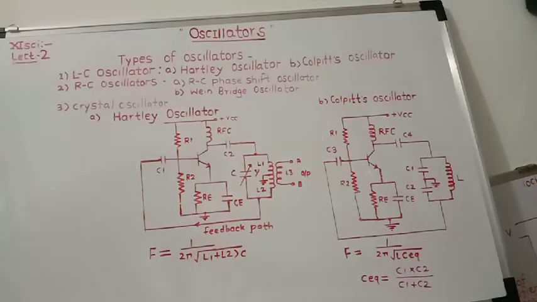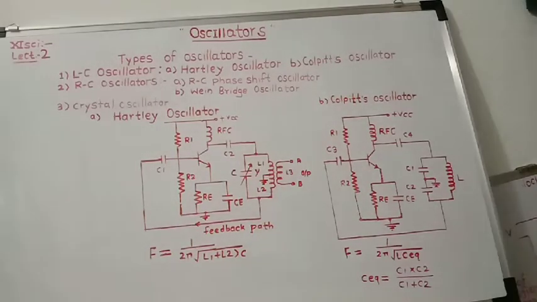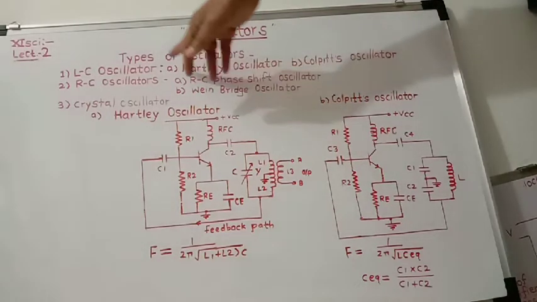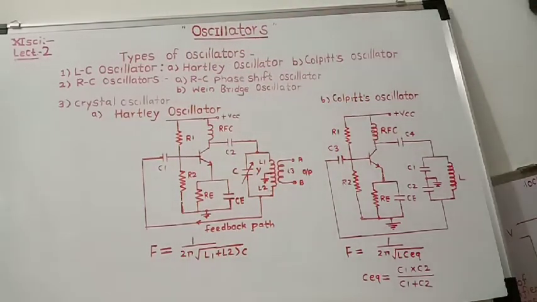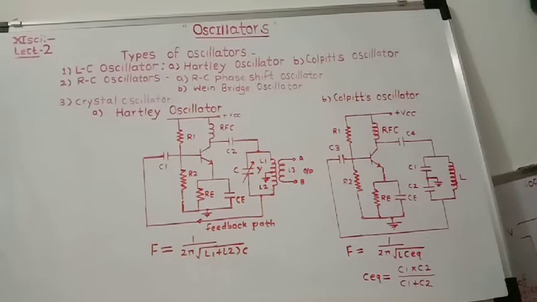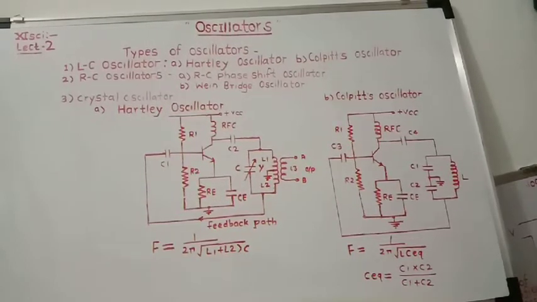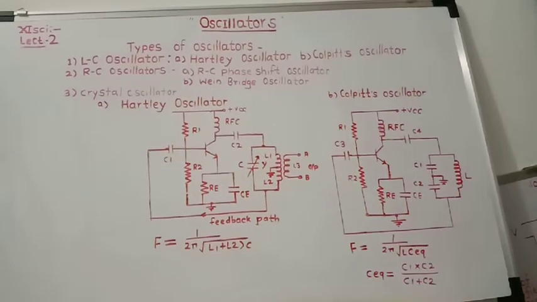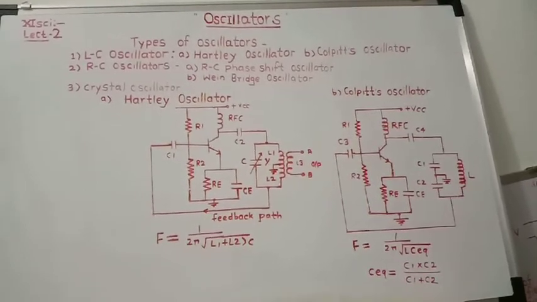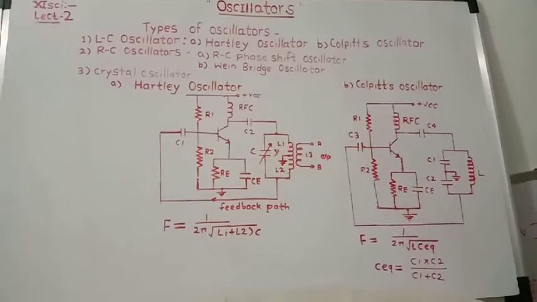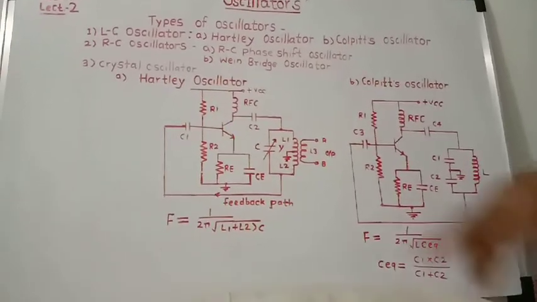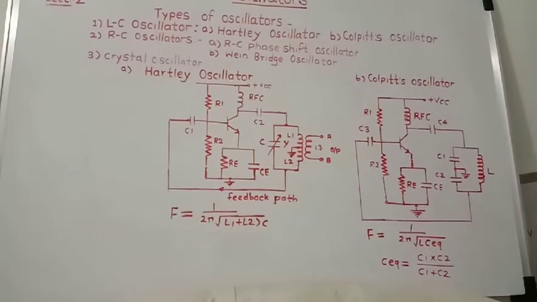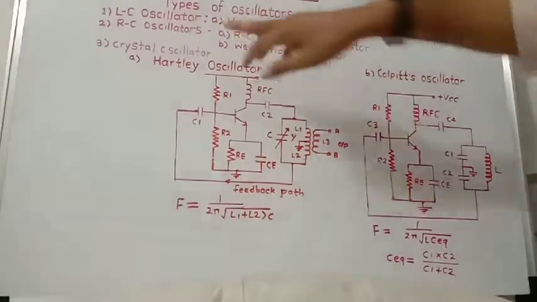Hello students, today we will learn about the different types of oscillators. Mainly there are three types of oscillators. LC oscillators, where L means inductor and C means capacitor. The second is the RC oscillator and the third is the crystal oscillator. So these are the main three types of oscillators.